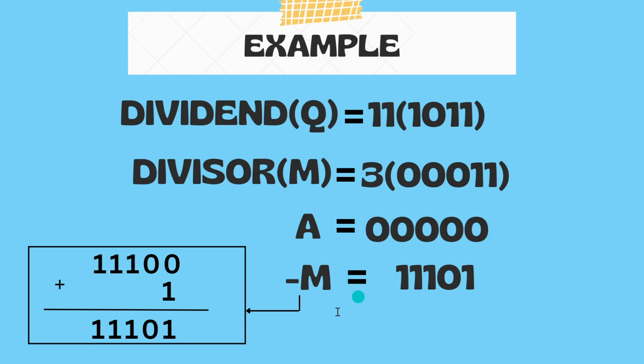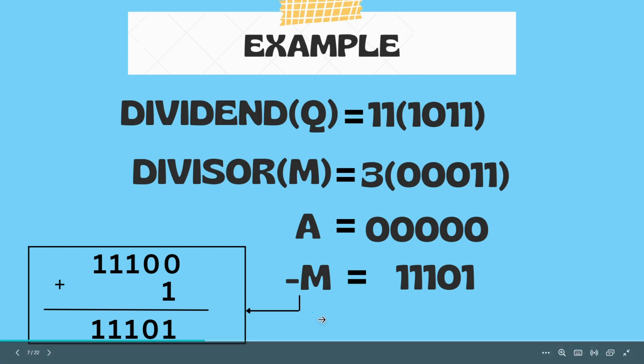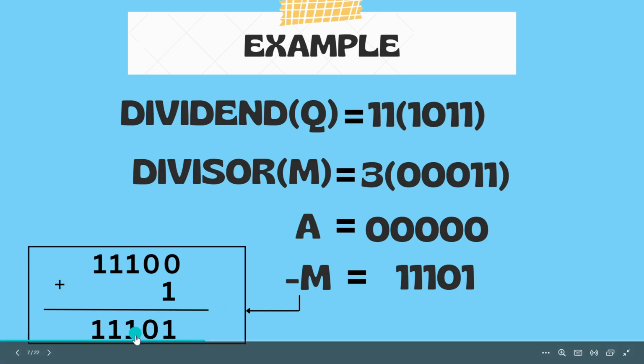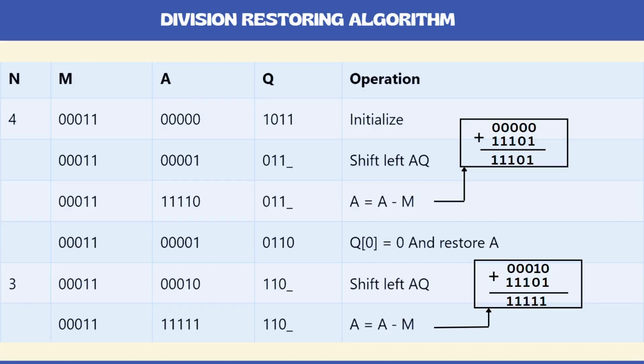Now let's calculate minus M. The 2's complement of M will be minus M. Therefore, we will add 1 to the 1's complement. Therefore, our value of minus M is 11101. Now let's implement the algorithm.